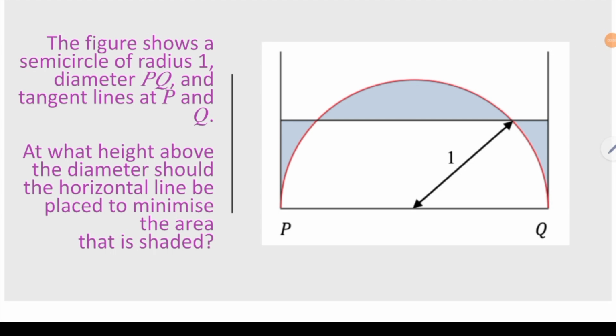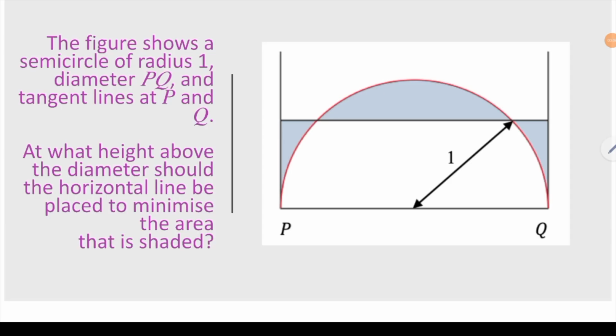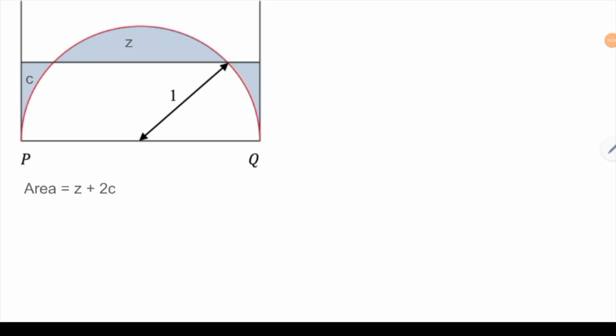Alright, let's get started. First off, we want to find the value of h that gives us the minimum shaded area. So first we need to find an expression for the shaded area and differentiate that, set the first derivative to 0, and then find the h value that makes the first derivative 0.